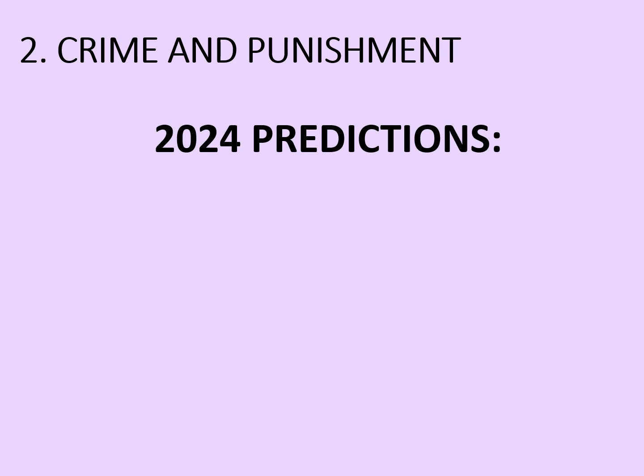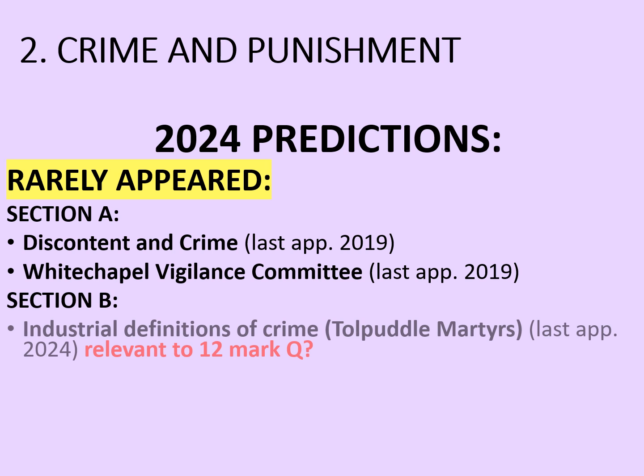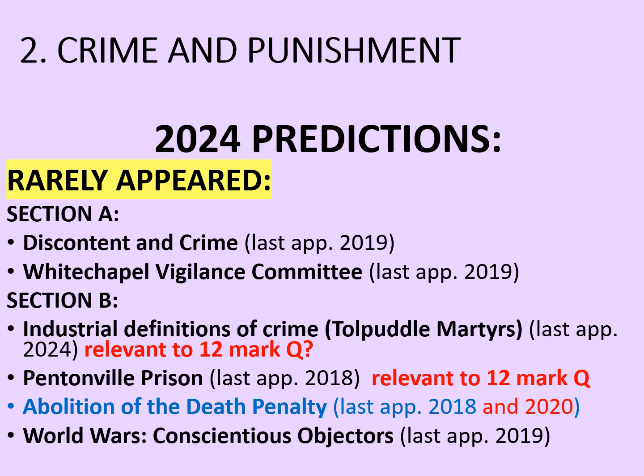As for the topics that I'd identified as having rarely appeared, I made a similar mistake to the one I did for those that I said never appeared. Indeed, abolition of the death penalty, I'm told, appeared in 2020 and not last appeared in 2018. But nevertheless, that's still quite a long time ago and it was probably worth looking at just in case. One person commenting on my video said that the Tolpuddle martyrs would have been relevant to the 12-mark question, and that's entirely possible.